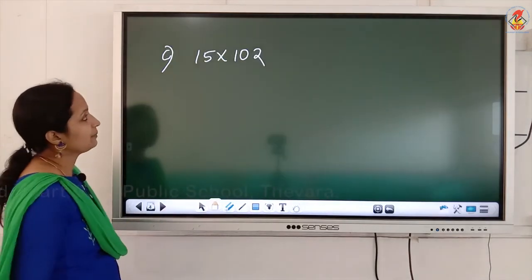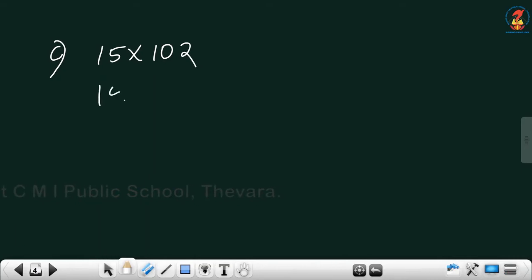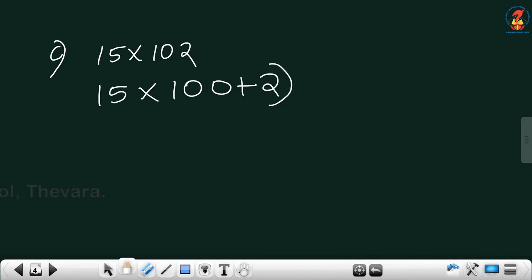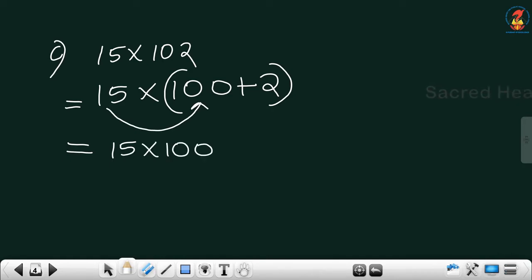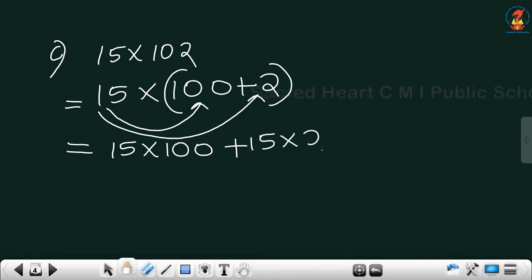Now the next problem. Here which number do we want to expand? We will expand 102, is it? That means 100 plus 2. After expanding the number, always keep it inside the bracket. Then what is the next step? Multiply it, open the bracket. That means 15 into 100 plus again 15 into 2, since 15 is common to 102. Is it? 15 into 100 plus 15 into 2.